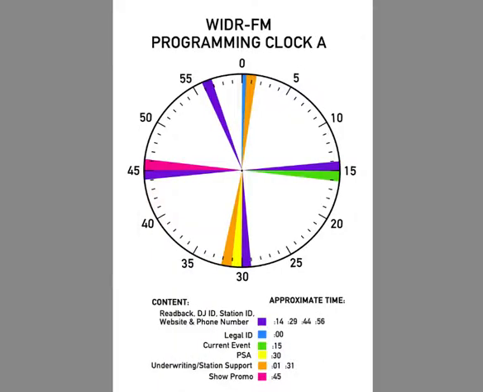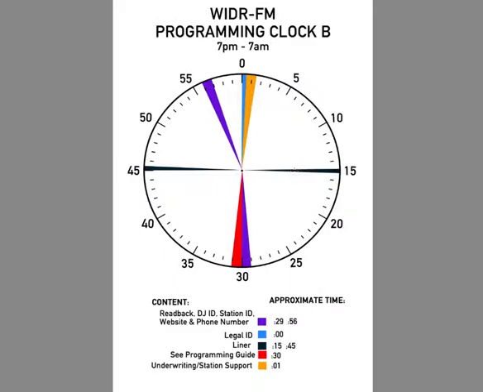What is a programming clock? A programming clock is a collection of colors and designs and words that tell you when you should be doing your readbacks and playing imaging throughout the hour. Imaging are all the pre-produced spots made by our lovely production director that you can find in iTunes. The spots, not the director. They include pre-recorded legal IDs, underwriting spots, event promos or current events, PSAs, and show promos, as well as simple liners, which we can find on Clock B.